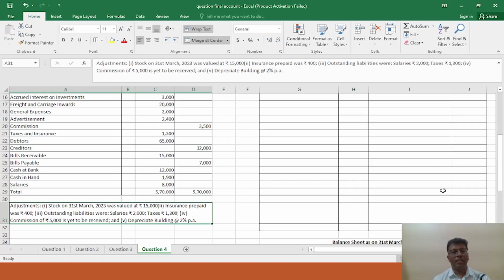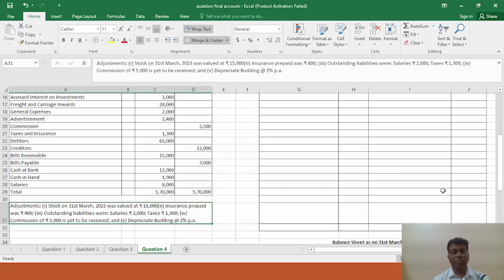And outstanding liabilities means those expenses which are due, you have not made the payment, but they relate to this particular financial year for which you are preparing the financial statement, so they should be added to the particular expenses they relate to. And it should be shown in the liability side as outstanding expenses. And commission that is yet to be received is related to the financial year, so it is to be added to the commission received, and it would be an asset because you have not received the payment till now. Okay, so this is an asset.